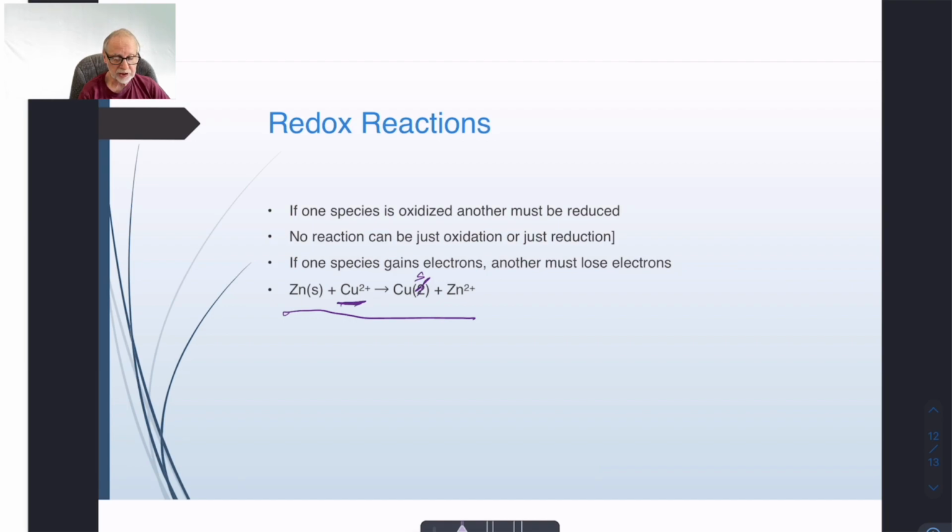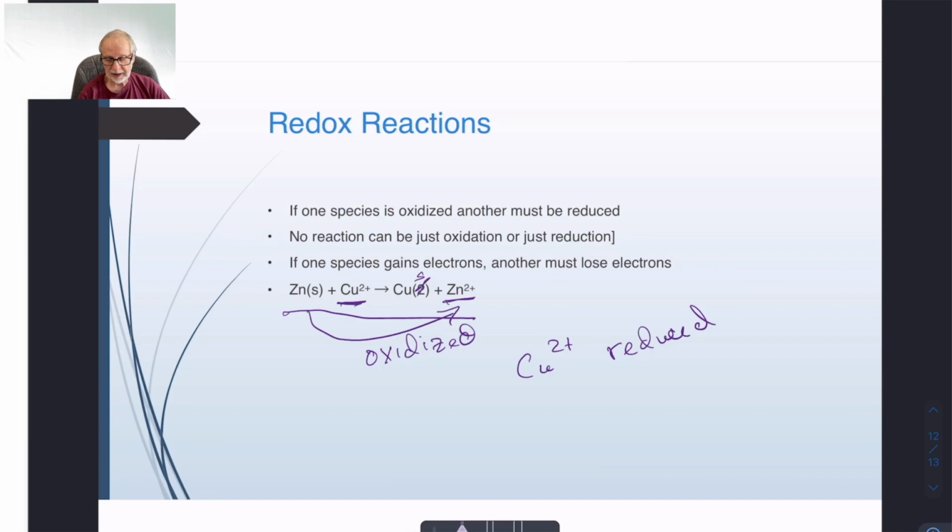And so the copper ions will steal electrons. They'll be reduced to form the copper metal. And the zinc metal then loses 2 electrons to become the zinc ion. So the zinc is being oxidized because it's losing 2 electrons, and the copper ions are reduced because they're gaining 2 electrons.